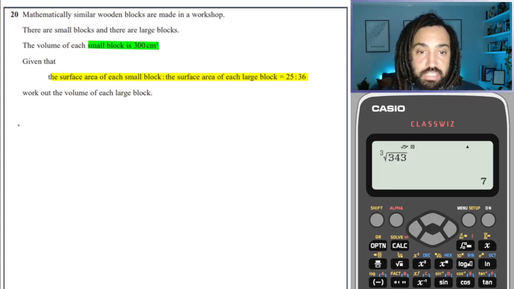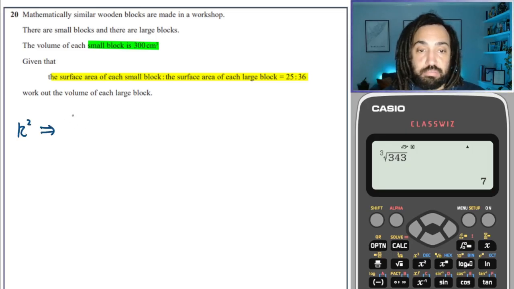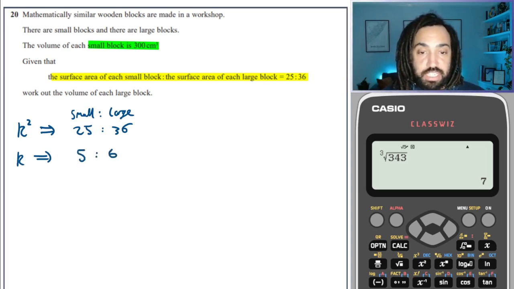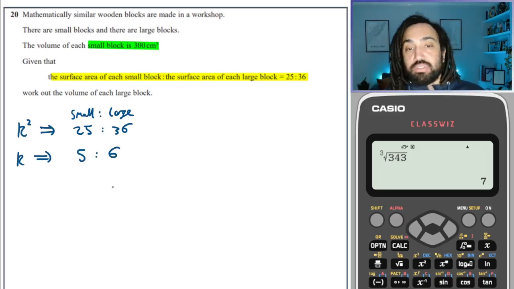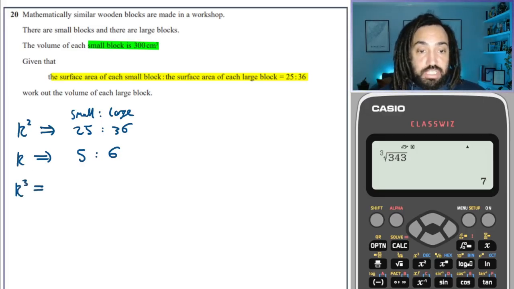Perfect. So the yellow bit is the surface area, which is k squared. And we're told that that is from small to large, that's equal to 25 to 36, which are nice square numbers, which is great, because when I want to find the linear scale factor, I just have to square root. So I get 5 to 6 by square rooting 25 and square rooting 36. So now I need to find the volume scale factor, and I'll do that by cubing the linear scale factor. So 5 cubed is 125, and 6 cubed is 216.